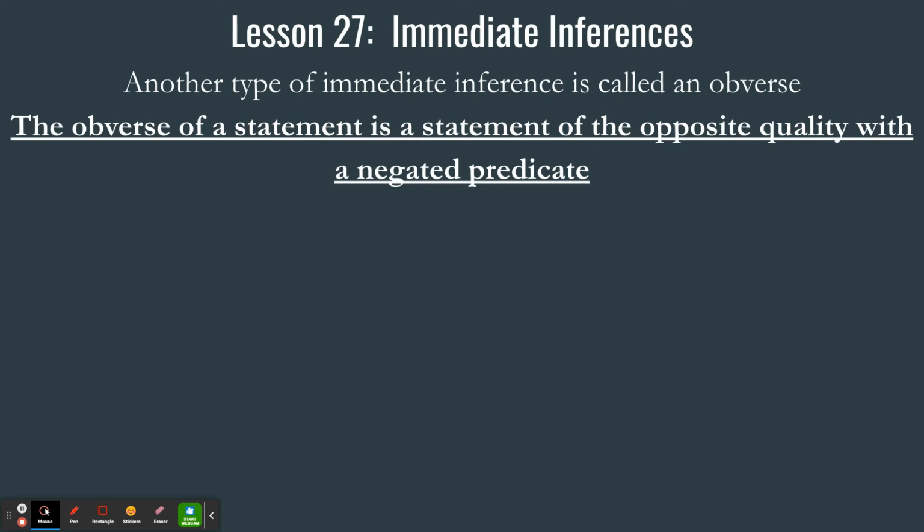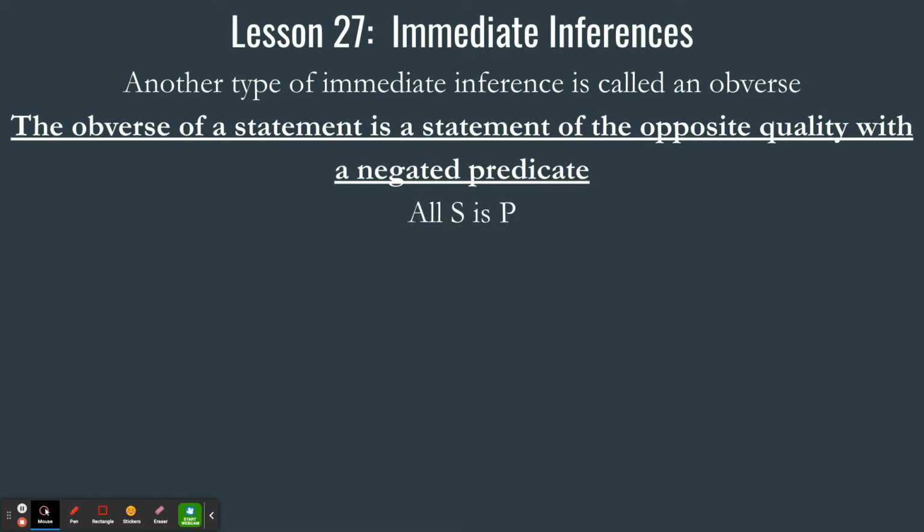After all, how many qualities are there? Two. And so if it's one, just make it the other. If it's affirmative, make it negative. If it's negative, make it affirmative. There's not like 31 flavors like a Baskin Robbins. It's two. It's affirmative or negative. Okay? So let's look at what it means to take the obverse of a statement.